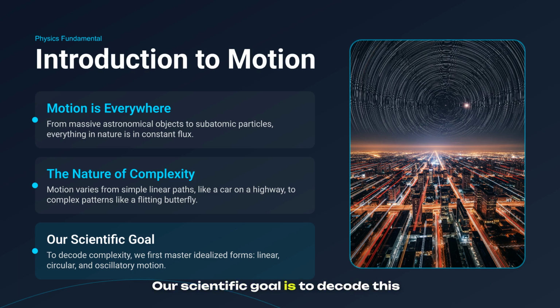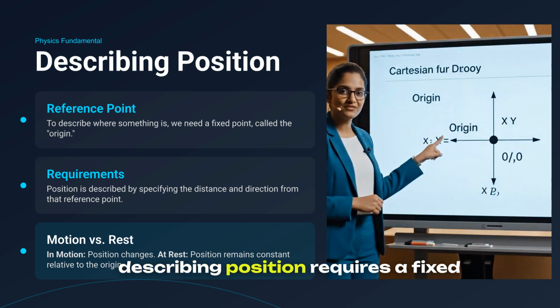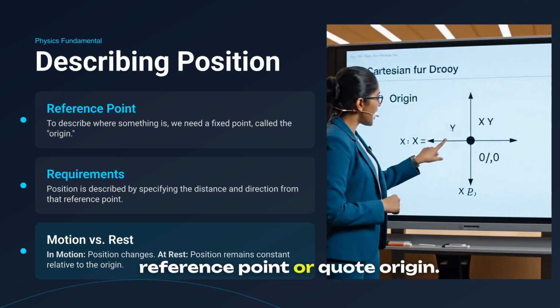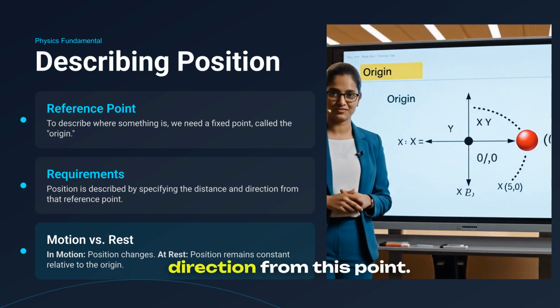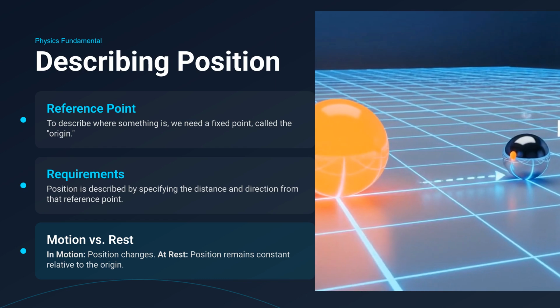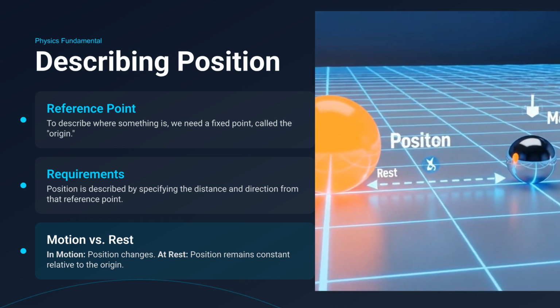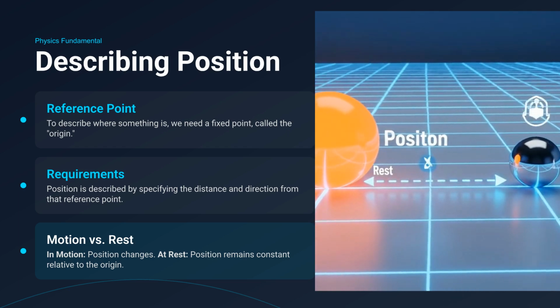Our scientific goal is to decode this complexity by first mastering idealized forms of motion, such as linear, circular, and oscillatory motion. Describing position requires a fixed reference point, or, quote, origin. Position is defined by the distance and direction from this point. Position is described by specifying the distance and direction from that reference point.